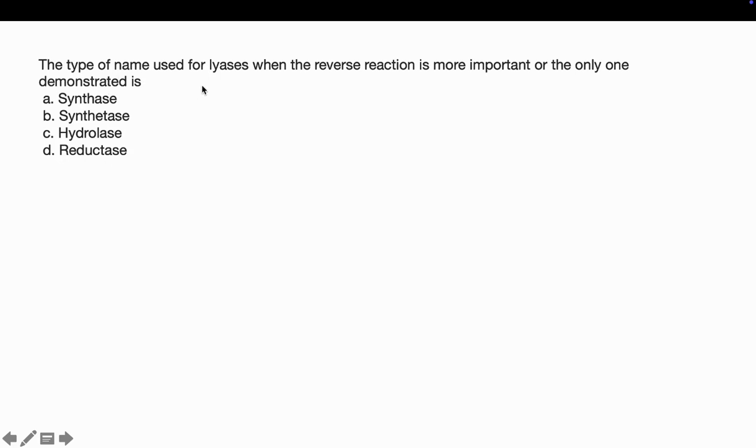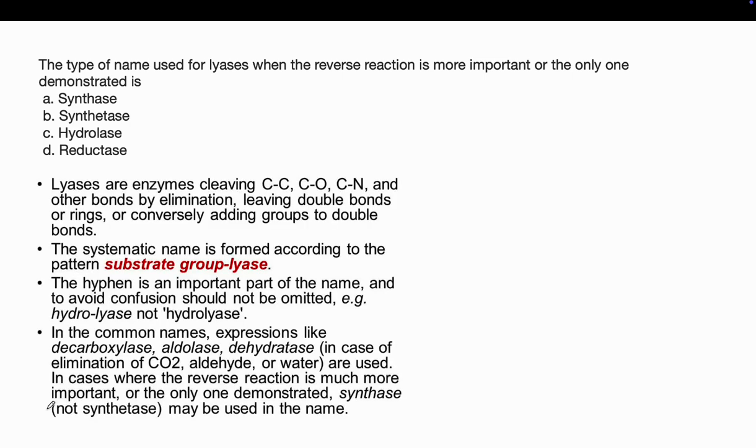The type of name used for lyases when the reverse reaction is more important, or the only one demonstrated. Don't get confused between synthase and synthetase. Lyases are the enzymes involved in the breakdown of C-C, C-O and C-N bonds. So they are involved in the breakdown of these bonds.